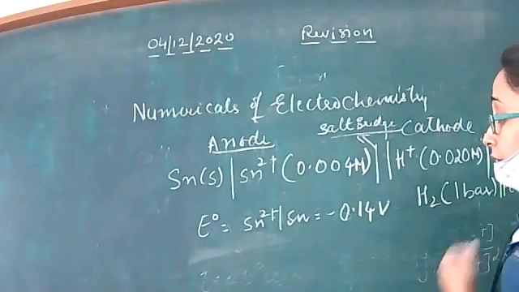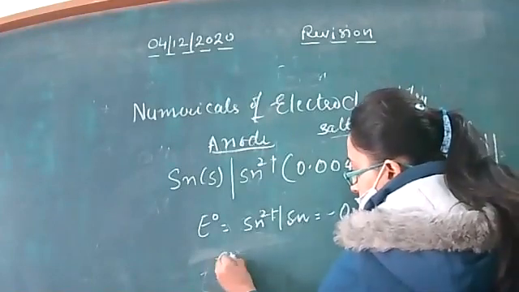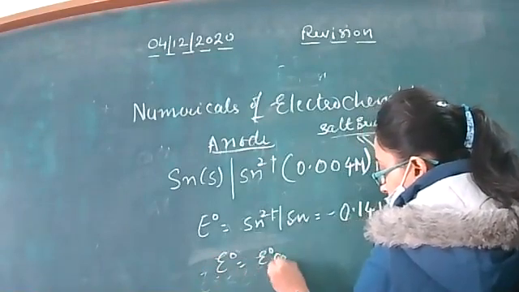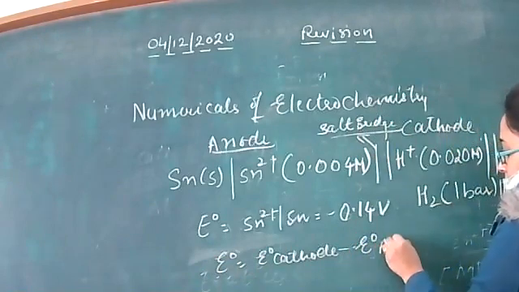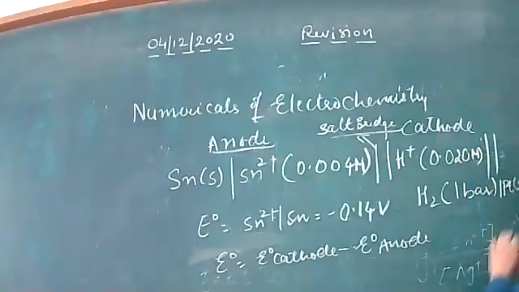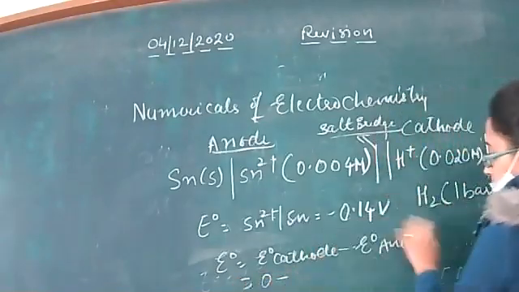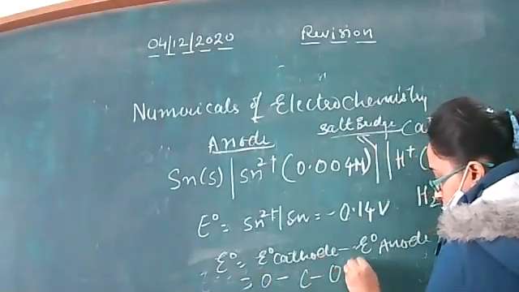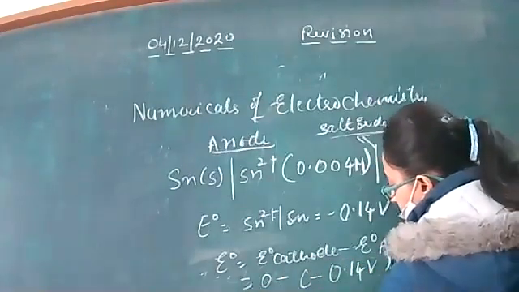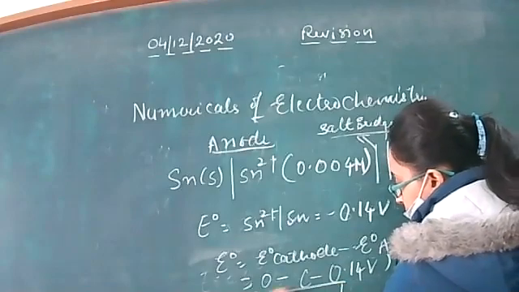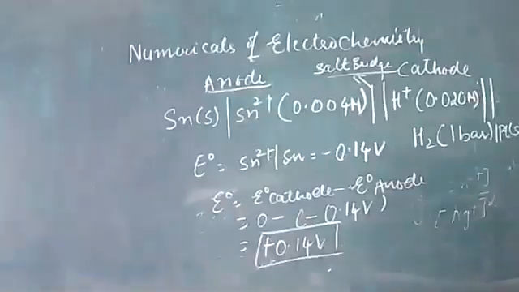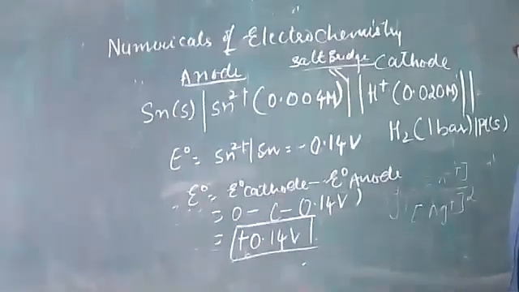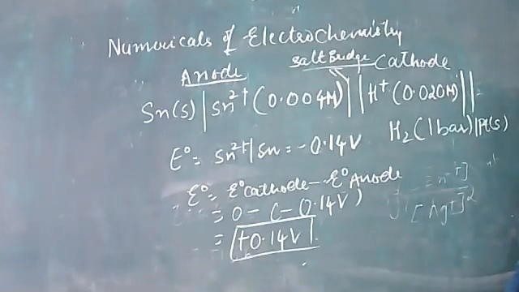Now to find E naught, E naught is equal to E naught of cathode minus E naught of anode. So what is our cathode? That is 0. What is our anode? That is minus 0.14 volt. So you will be getting plus 0.14 volt. Okay? You will be getting this answer. So E naught we have got.